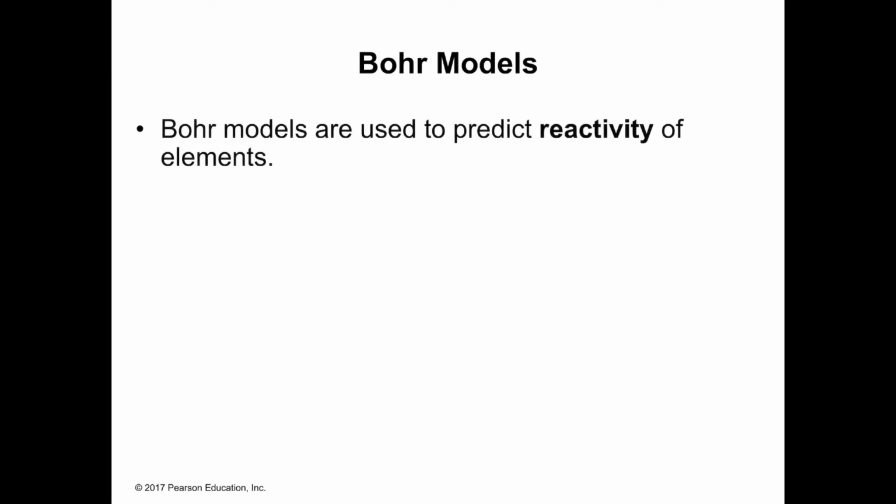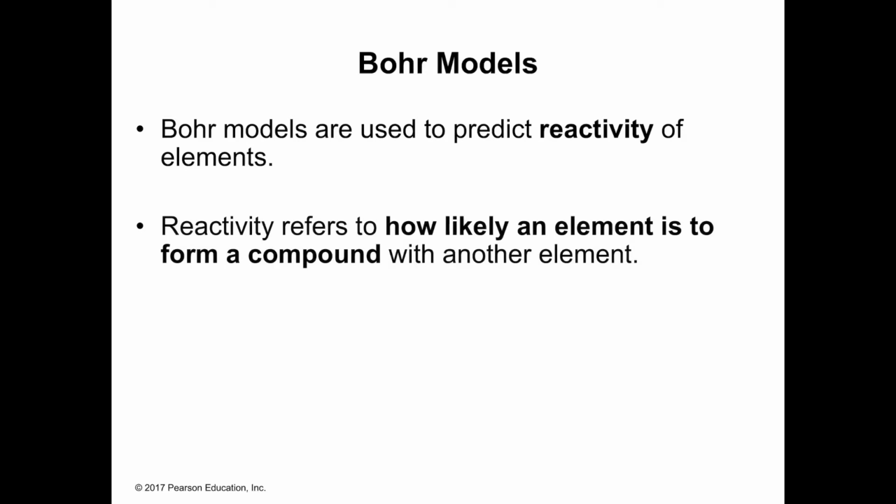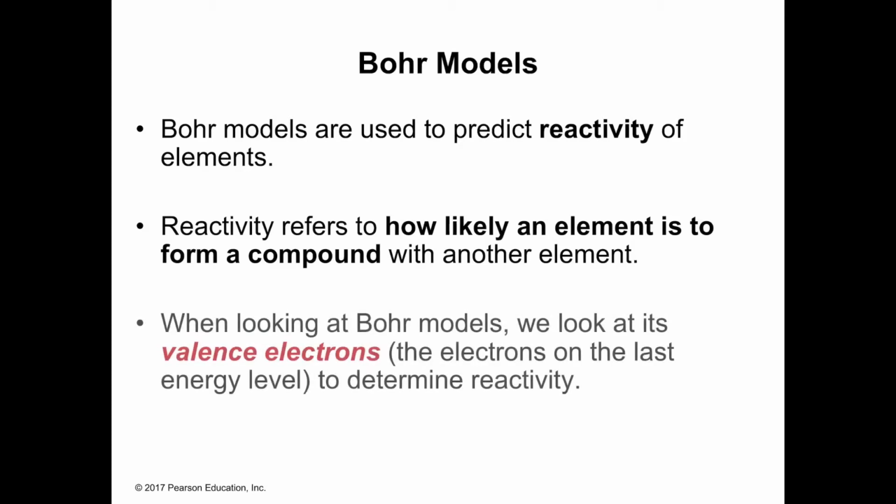So now we're going to look at drawing some simple Bohr models, just so we can use them to predict the reactivity of elements, and they're also going to help us when we start looking at ions. So Bohr models, like I said, are used to predict reactivity of elements because they're going to show how the electrons are arranged in that atom. And those electrons have everything to do with how the element reacts. And when we talk about reactivity, we refer to how likely that element is to form a compound with another element. So this is going to be really useful when we get into bonding in the next chapter.